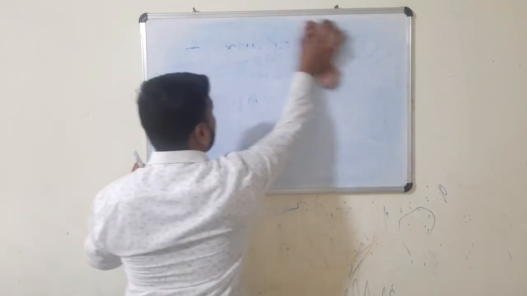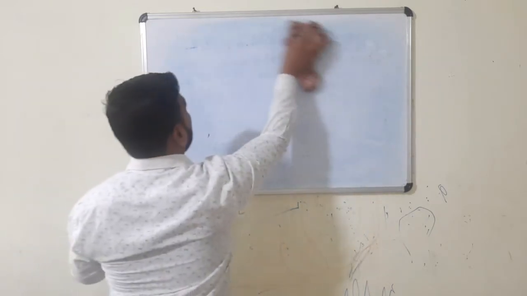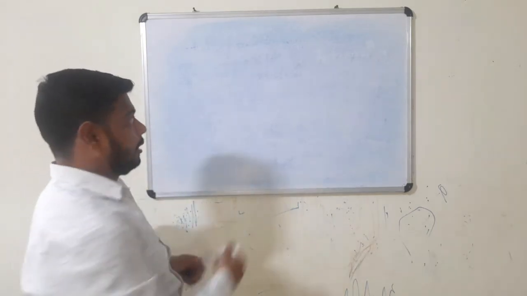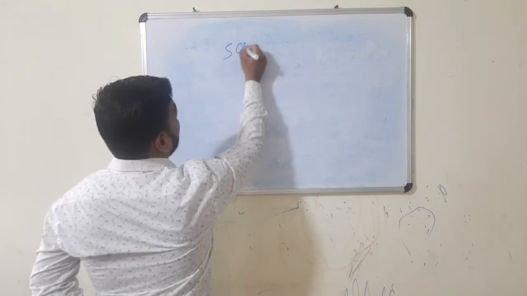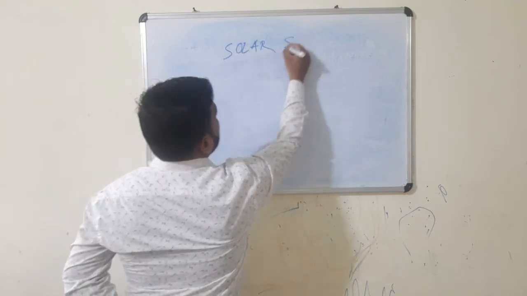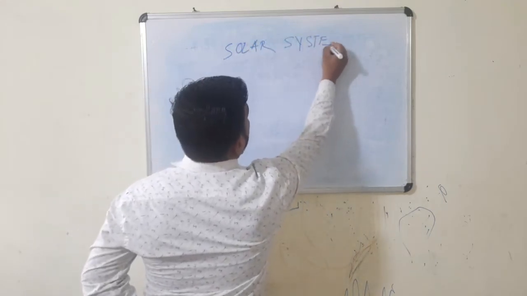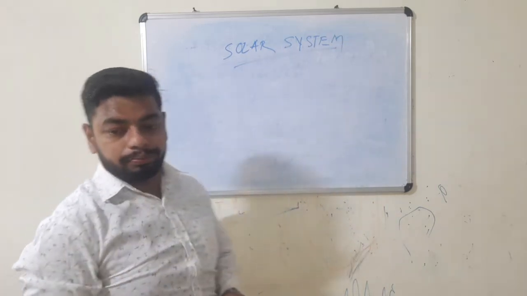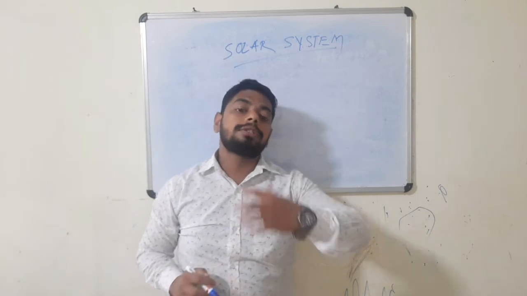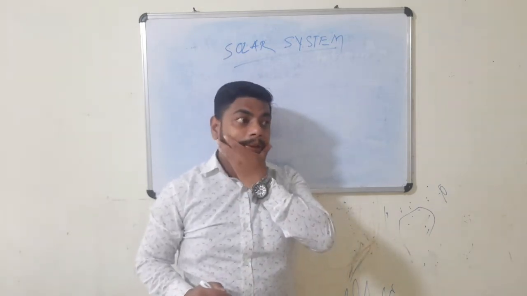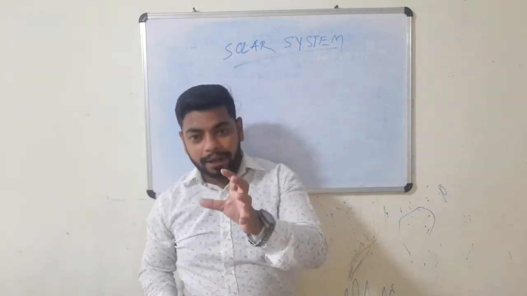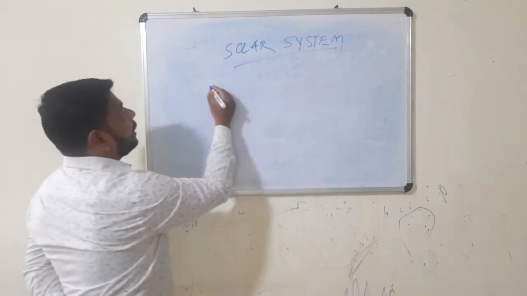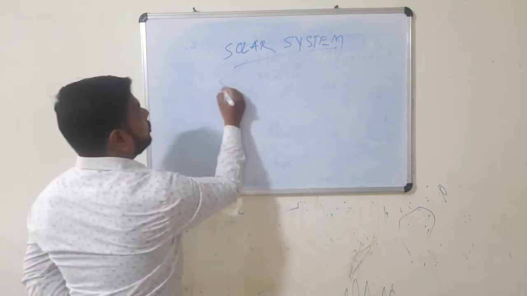Next, what do you mean by solar system? As we are going to learn about the solar system, first of all let me tell you the meaning of solar system. How can the solar system be defined? It includes a star.